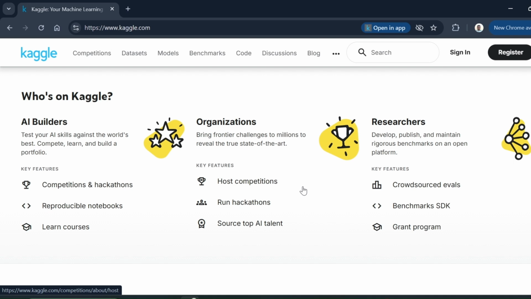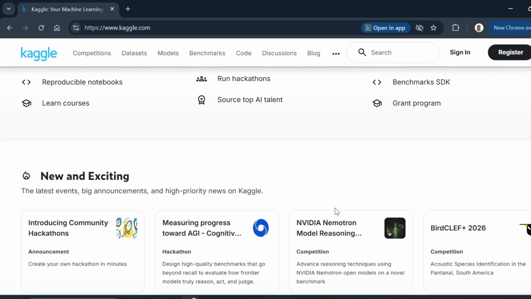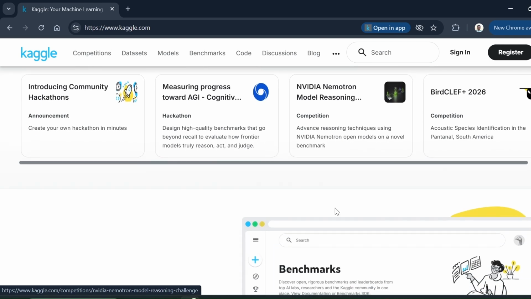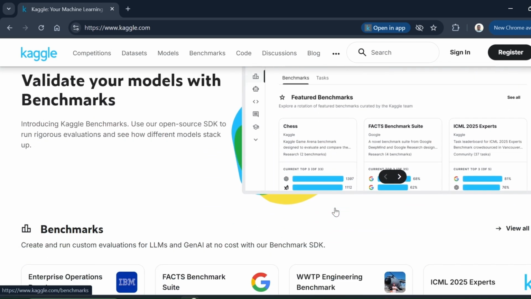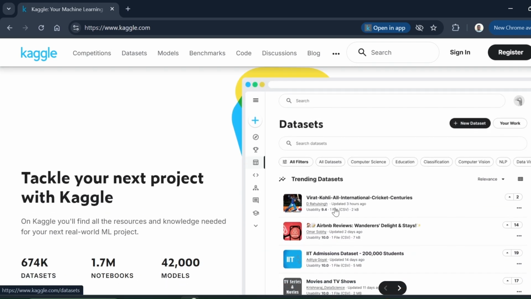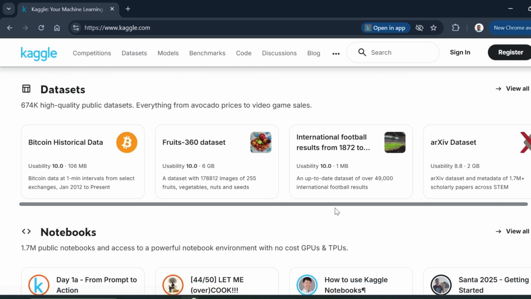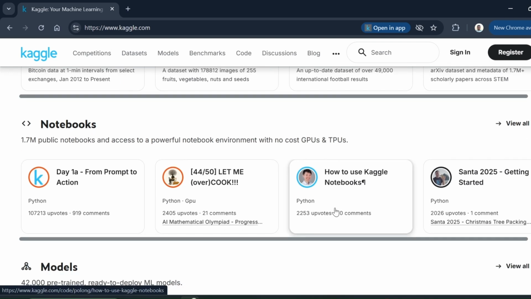Kaggle is a platform by Google where you can learn data science, practice with real data sets, participate in competitions, and build your portfolio. But today, we are focusing on their SQL learning track. Kaggle offers a structured SQL learning path that's beginner friendly but also built on a strong foundation for real world data analysis. Let's break down the most important part in a bit more detail.